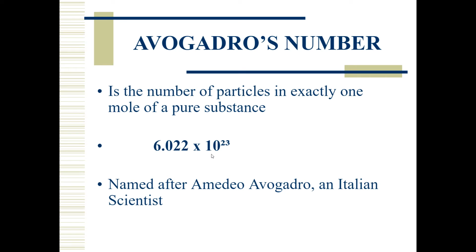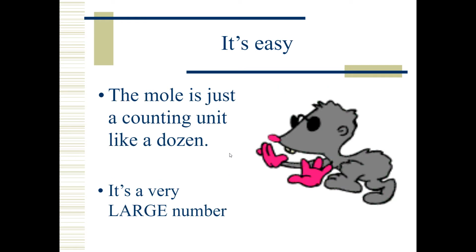6.02 times 10 to the 23rd is called Avogadro's number, and it was named after the scientist Amedeo Avogadro, who discovered this number and declared that it was the number of particles that existed in exactly 1 mole of any pure substance when he was studying gases. Now, don't get too confused. Moles are easy. A mole is a counting unit like a dozen. It's a word that represents a specific amount. It's just a very, very large number.